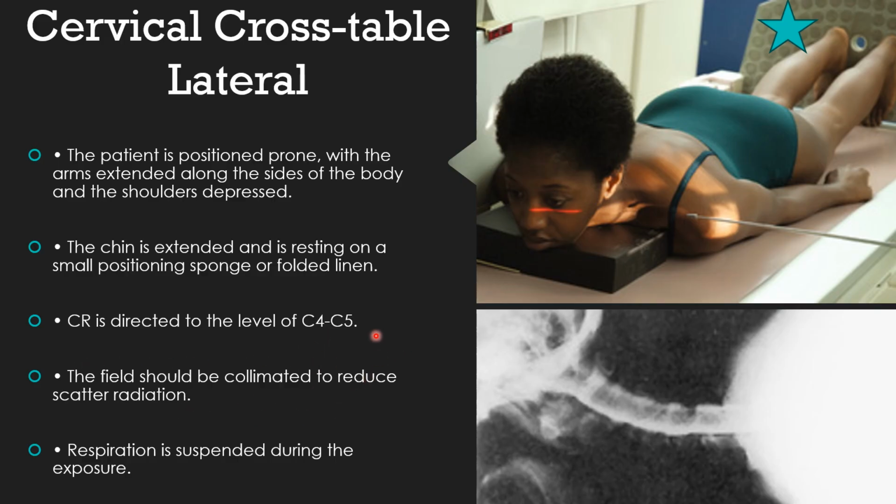So make sure you know the differences when we're doing lumbar. That would be L3, L4. And then the C-spine is the level of C4, C5. Respiration is suspended during the exposure.